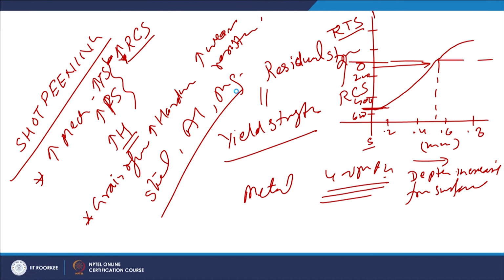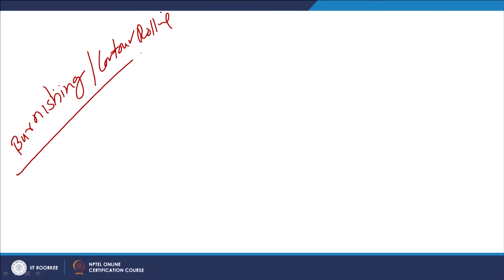Now, we will take up another mechanical approach of surface modification, which is burnishing, or contour rolling. Burnishing and contour rolling both work by and large in a similar manner.